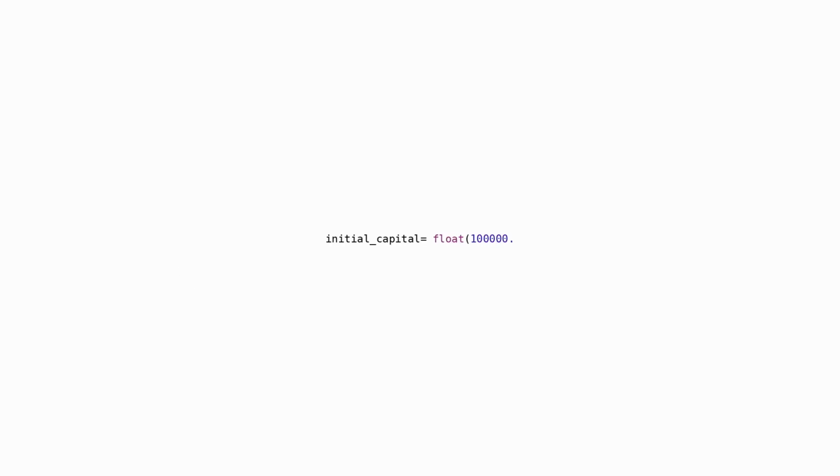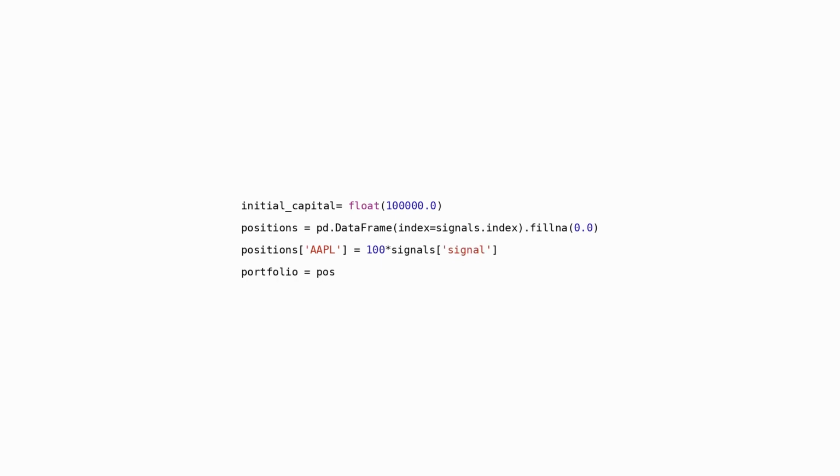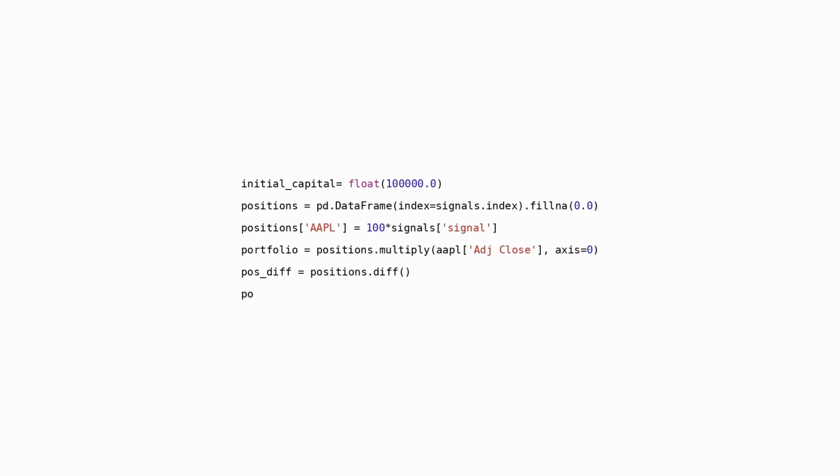This code snippet in Python is designed for financial analysis and forms part of a backtesting strategy for stock trading. Firstly, an initial capital of $100,000 is set for investment. Next, a data frame named positions is created and filled with zeros, representing the number of shares held for a specific stock couple in this case. The number of shares to be held is determined by multiplying a signal, likely indicating buy or sell, with 100.